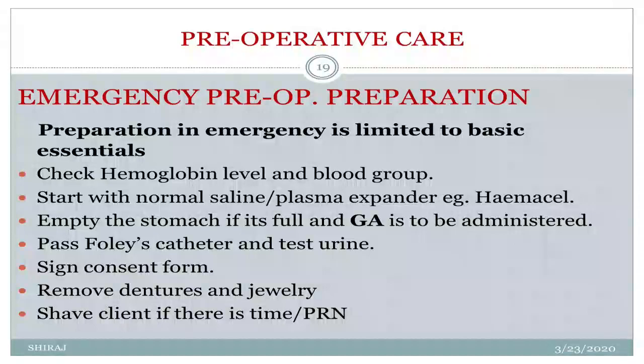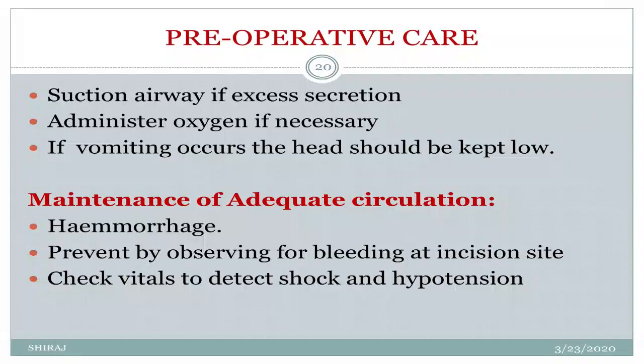Empty the stomach if it is full, and then general anesthesia is to be administered. You pass a Foley catheter and you test the urine. You sign the consent form, remove dentures and jewelry if there are any, and shave the client if there is any need, or when it is necessary. Suction the airway if excess secretions are found, so you make sure the airway is patent, the person is breathing, and you check for circulation. Then administer oxygen if necessary throughout the surgery. If vomiting occurs, the head should be kept lower so that the individual doesn't aspirate the vomitus.